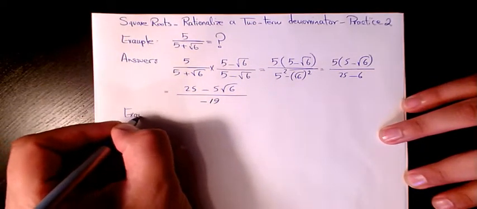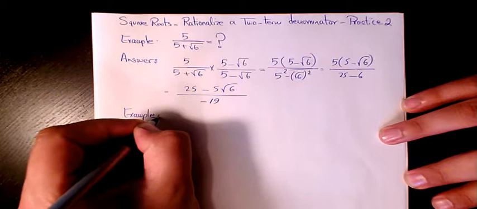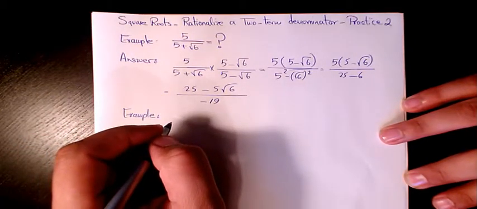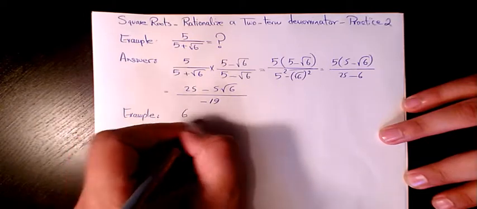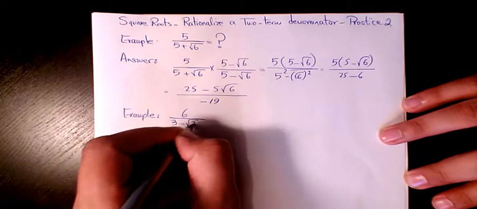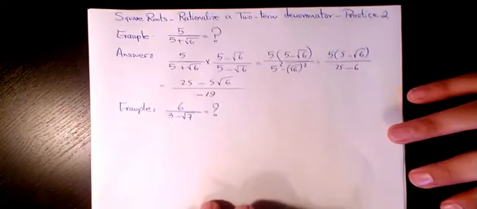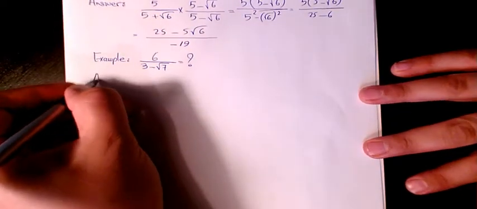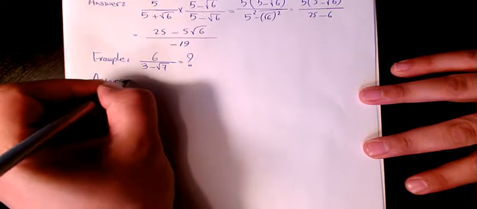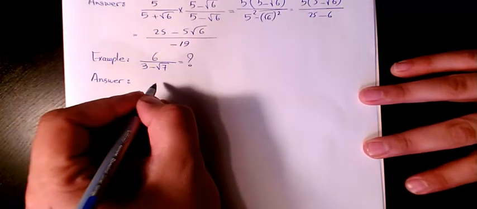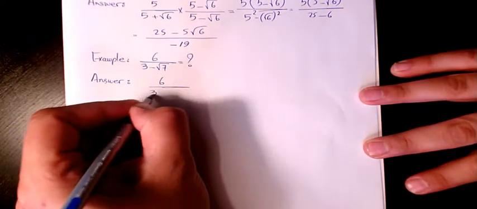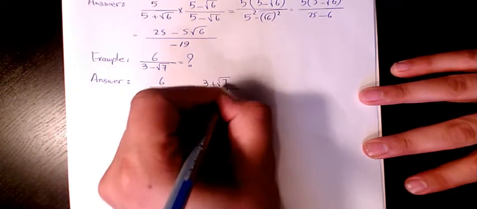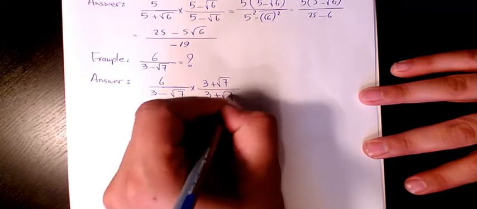Next example is 6 over 3 minus root 7. Answer is 6 over 3 minus root 7 times 3 plus root 7 divided by 3 plus root 7.